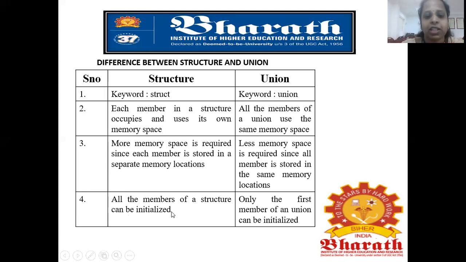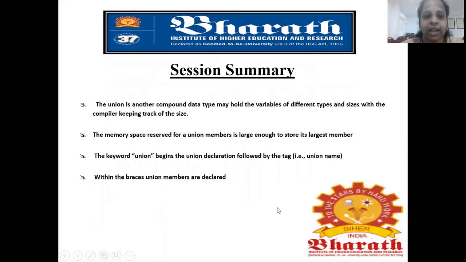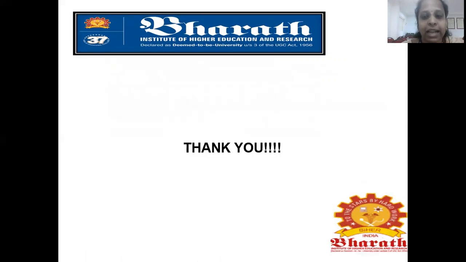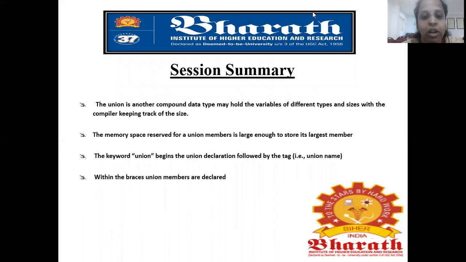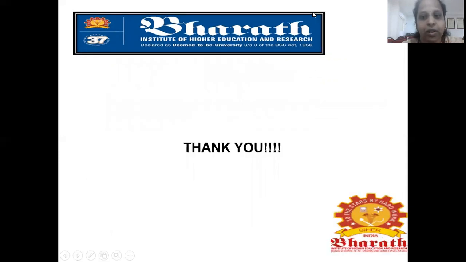All the members of a structure can be initialized, but in a union, only the first member can be initialized. To summarize, a union is another data type present in C which holds variables of different data types, and the memory space of the largest member is what is allocated for the union. The keyword for union is union, followed by the tag for your union. All your union members are declared within the declaration of your union. So this is about structure and union. Thank you.